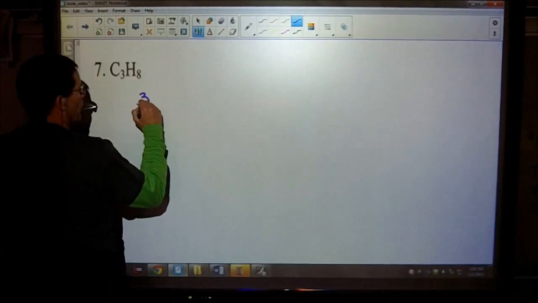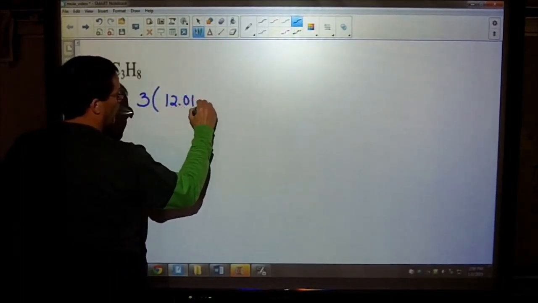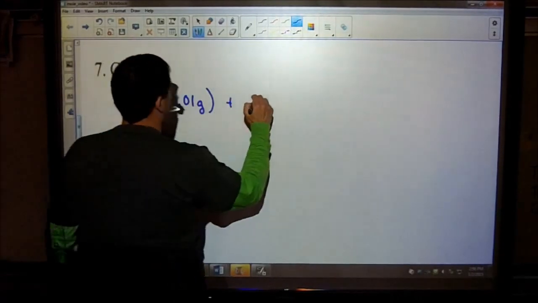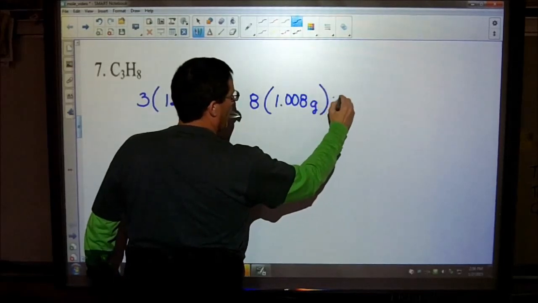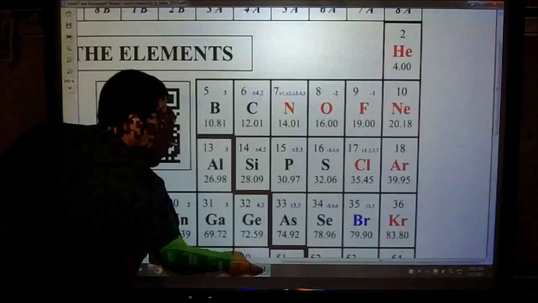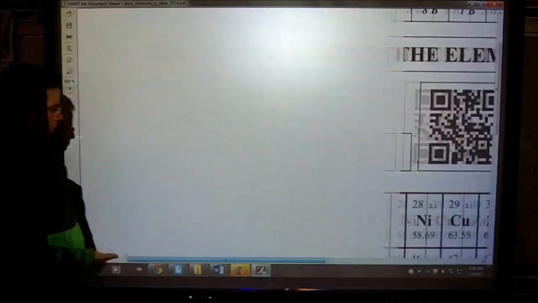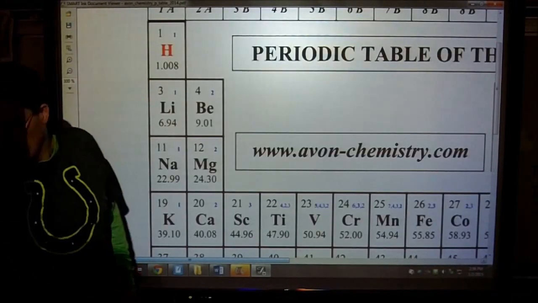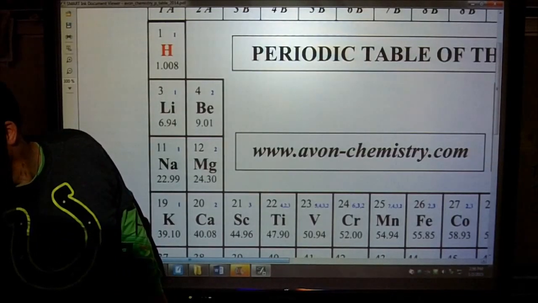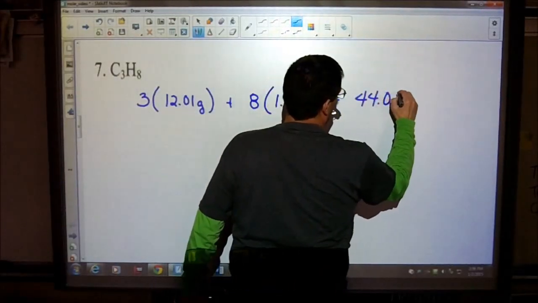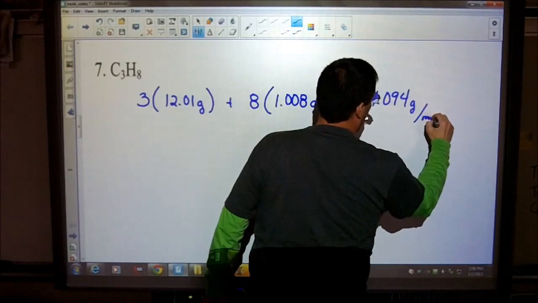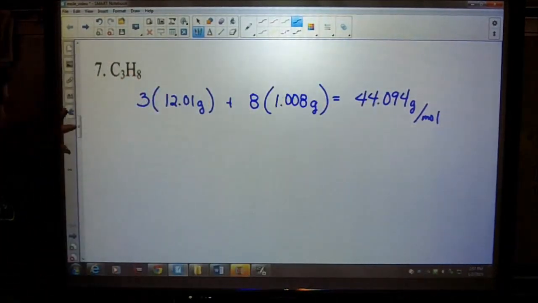All right, number 7. Here we have 3 carbons, so we have our multiplier, and carbon has a molar mass of 12.01 grams. And I have 8 hydrogens, which is 1.008. Those values are carbon 12.01, and hydrogen, which we did in the first one, 1.008. We type that all in and you get 44.094 grams per mole. Okay. So hopefully that's not too difficult, and most of you should be able to do that.